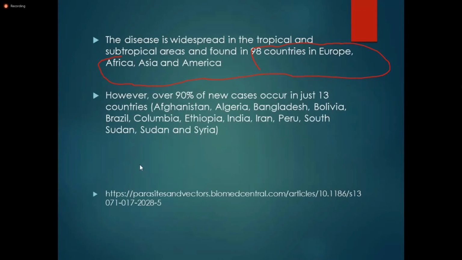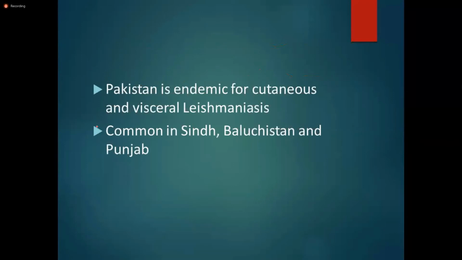and others. If you're interested in how this distribution is in the world, you can take a screenshot and go to this paper, and you can have the details. Pakistan is endemic for cutaneous and visceral leishmaniasis. It is common in the majority in Balochistan, and then areas adjacent to Balochistan of Sindh and Punjab, most commonly around the Multan area.